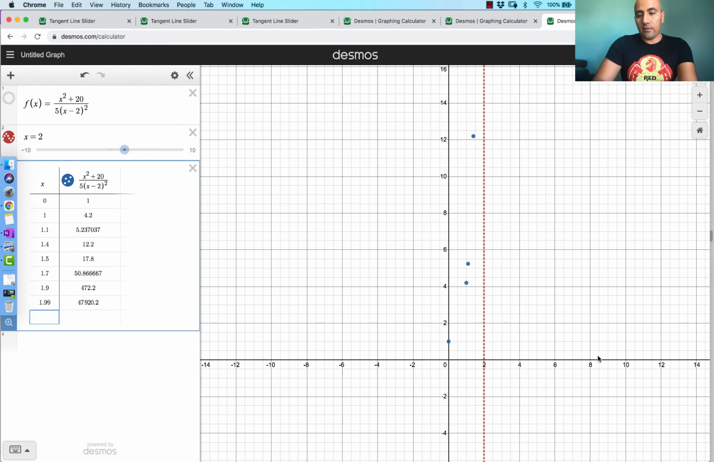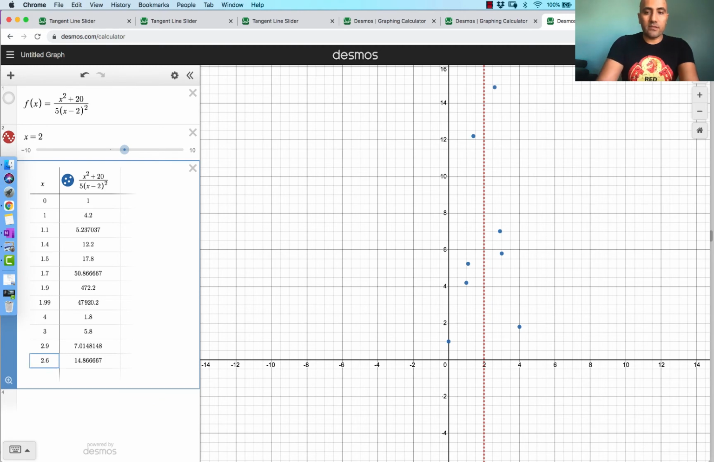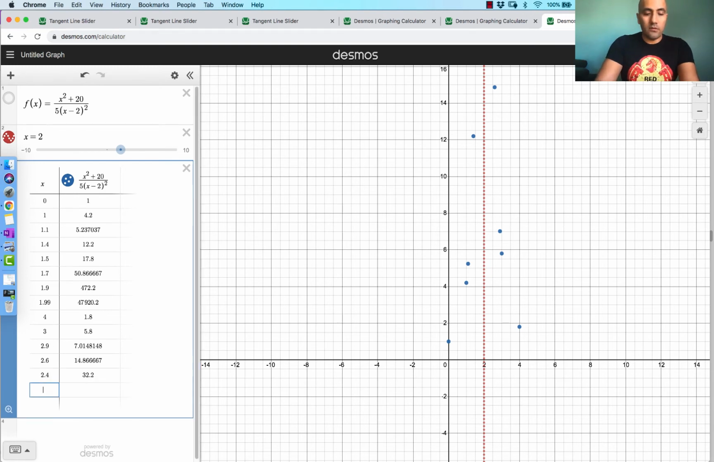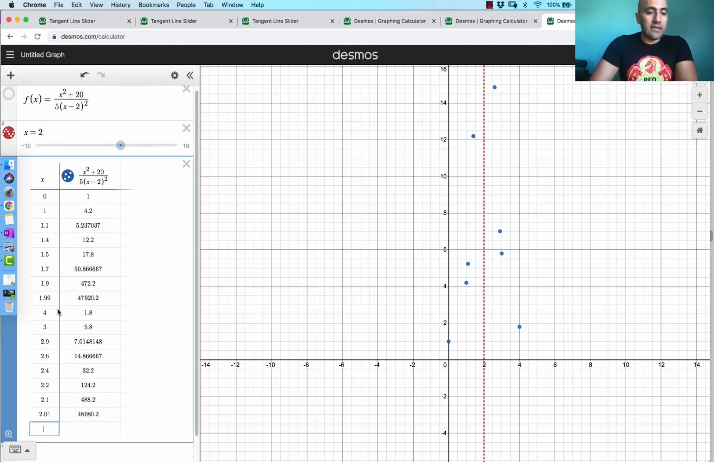Good. Okay, so then I can approach 2 from the other direction. So how about I start at 4? How about 3? About 2.9? 2.6? And again, we see that they are growing toward positive infinity. 2.4, 2.2, 2.1, 2.01, 2.001. So we can see that they are heading toward positive infinity in both directions.